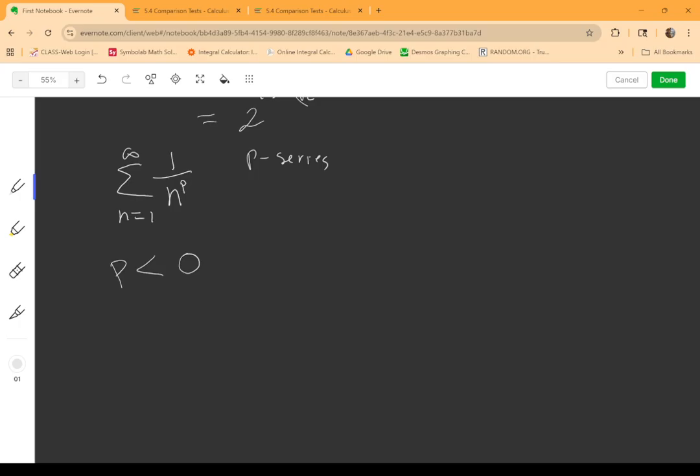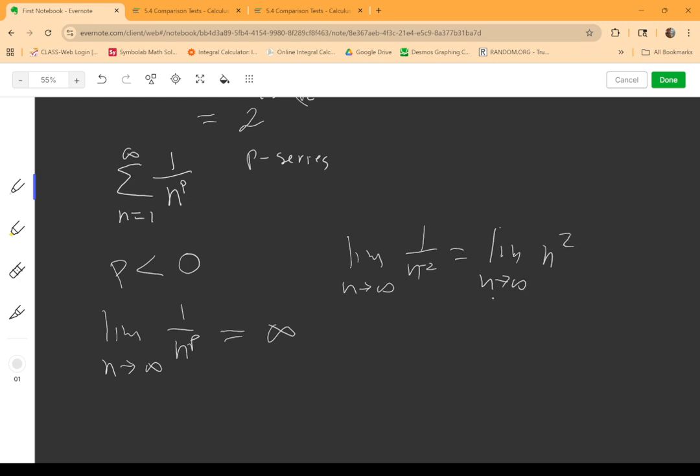If it's negative, then the limit as n goes to infinity of the terms of the sequence, if I just look at 1 over n to the p, this value comes up to the numerator, and it grows without bound. So this goes to infinity. Think of if p was negative 2. Then we get the limit as n goes to infinity of 1 over n to the negative 2, which is the limit as n goes to infinity of n squared, and this is unbounded. That goes to infinity.